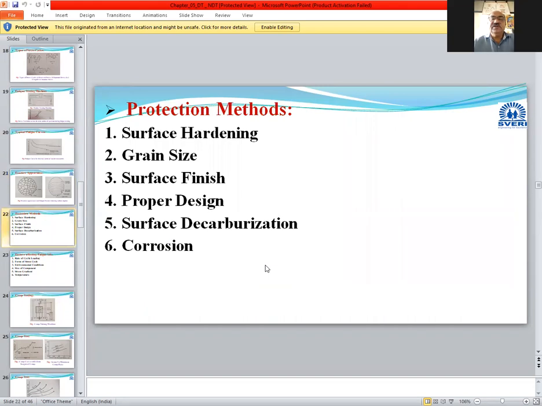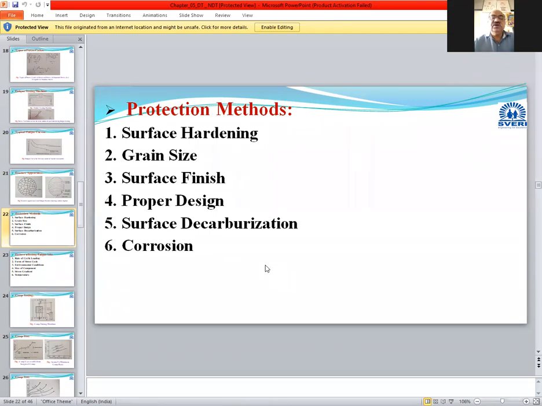Next, the protection methods: surface hardening, grain size, surface finish, proper design, decarburization, corrosion. These are some methods actually used in industry to protect any working component. A surface must be hardened, grain size be refined with an optimum size, and surface finish as per the requirement of the particular fit. Proper design depends upon the material. There should not be decarburization. Carbon should remain and corrosion should not take place.